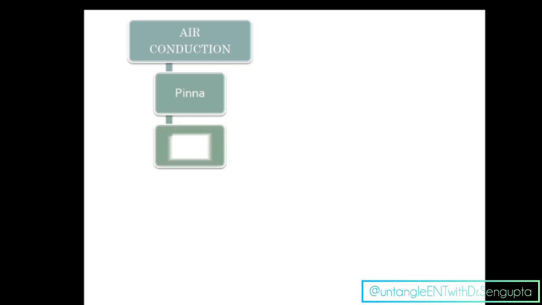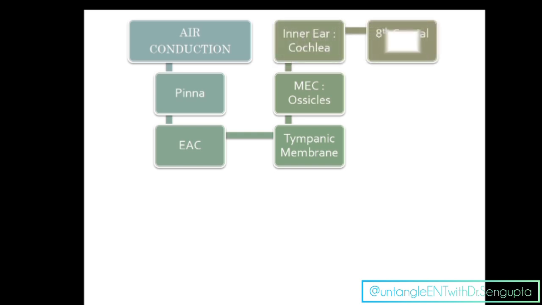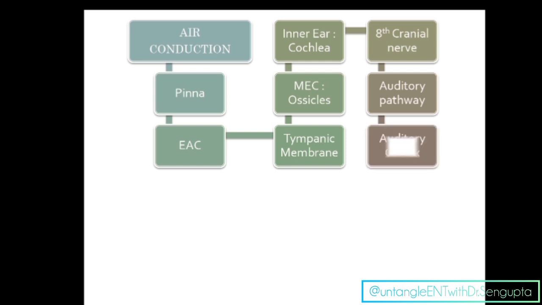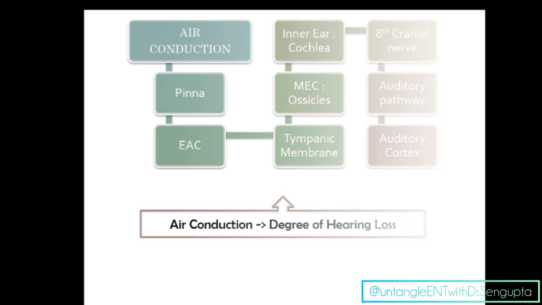First, the air conduction. The air conduction pathway is via air from the environment through the pinna into the external auditory canal, via the tympanic membrane into the middle ear cavity and the ossicles, passed into the inner ear in the cochlea, then through the eighth cranial nerve to the auditory pathway to the auditory cortex. So air conduction is the measure of degree of hearing loss. So via the air conduction graph, which is represented as a red circle or a blue cross, we will know about the degree of hearing loss.